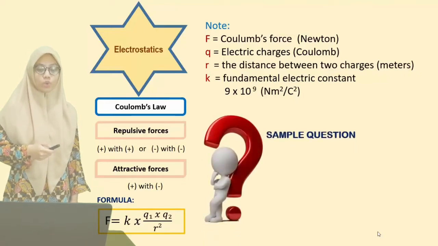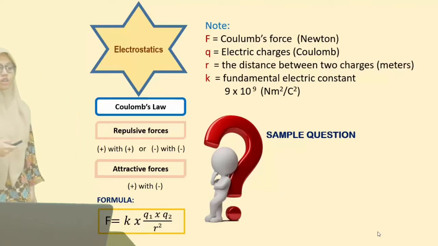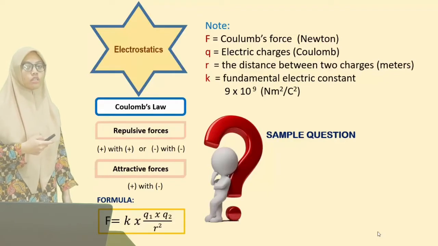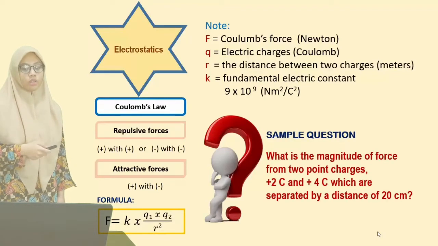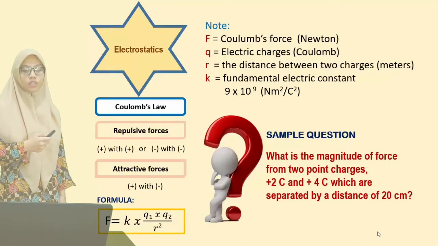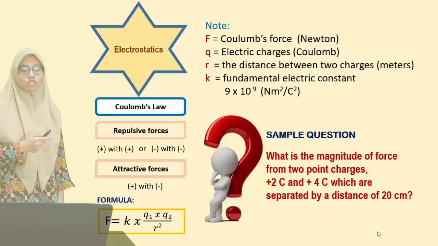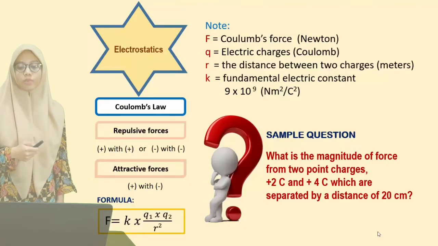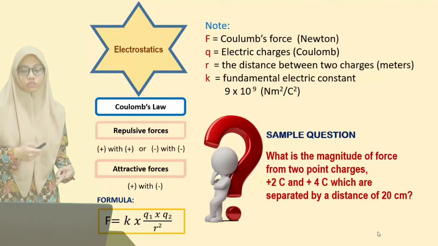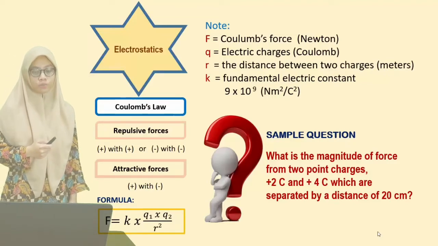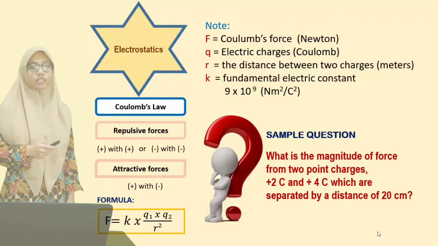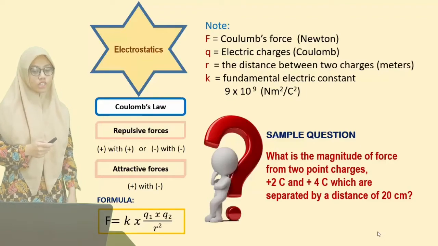Okay, what about the sample question? This is a sample question about Coulomb's law. I will give you one sample question, and after this, you will answer your question by yourself. The question is, what is the magnitude of force from 2 point charges, plus 2 Coulomb and plus 4 Coulomb, which are separated by a distance of 20 centimeters? There are two charges. The first one is 2 Coulomb and the second one is 4 Coulomb. They are separated with a distance of 20 centimeters. How to answer the question?